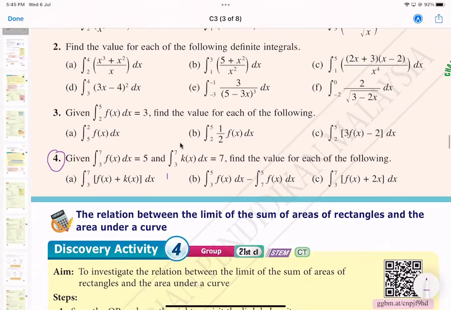The first answer is 12. Second one is 5. Third one is 45. Now let me know if you can get it.